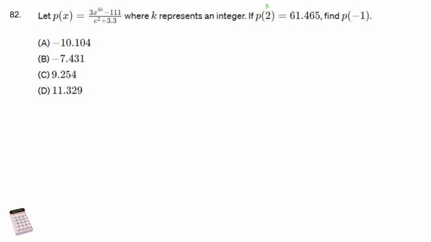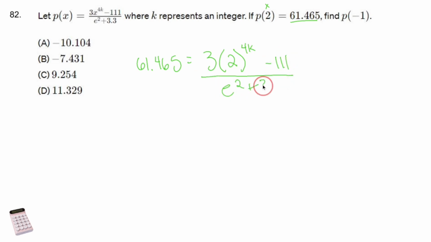Let's see what I can do without the use of a calculator first. I might regret this, but in doing this, it might make my life a lot easier. Okay, maybe. I don't know. Again, if I plug in 2 for x, I get that number. So I'm going to rewrite this equation and say instead of P of x, 61.465 equals 3, and I'm going to put parentheses here because why not, 2 to the 4k minus 111 all over e squared plus 3.3. Now, my job is to get k all by itself.